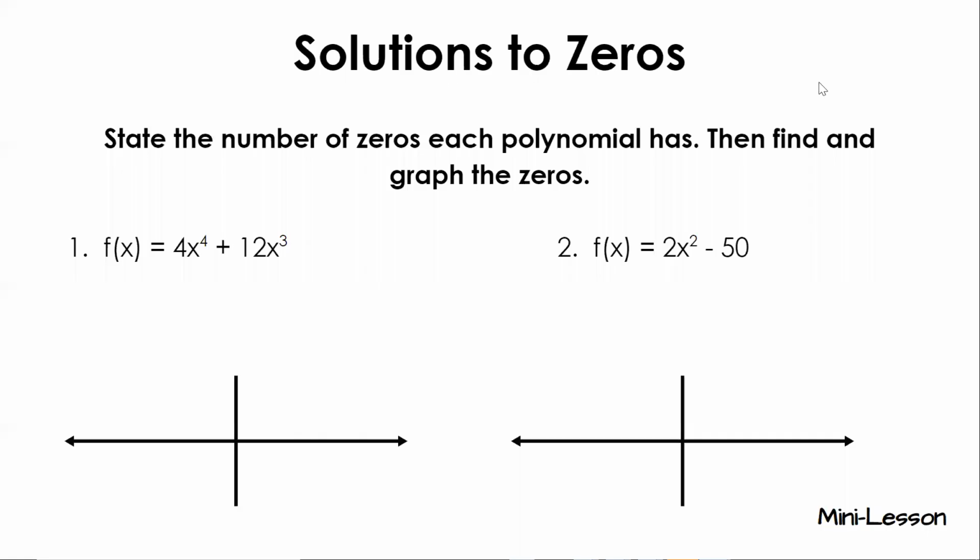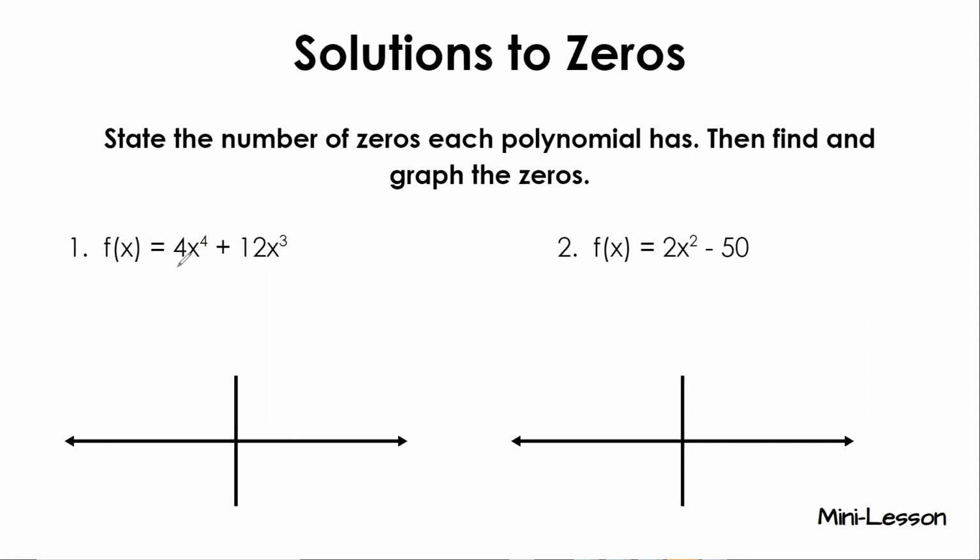And then find and graph the zeros. All right. Now we've got something a little weird. It's not in factored form this time. Okay, so we can't just set it equal to 0 and then solve. We've got to take out the greatest common factor.